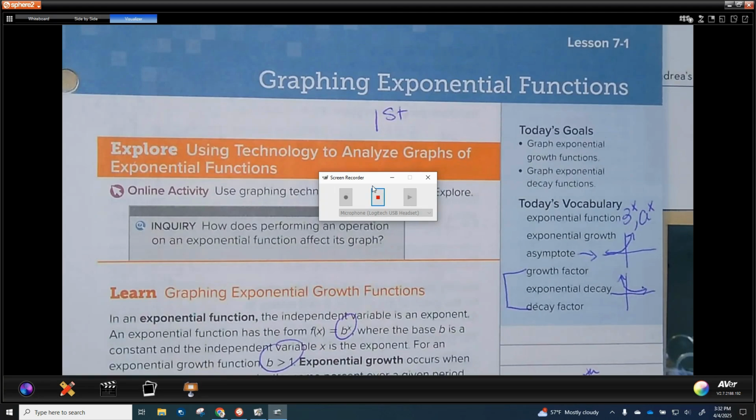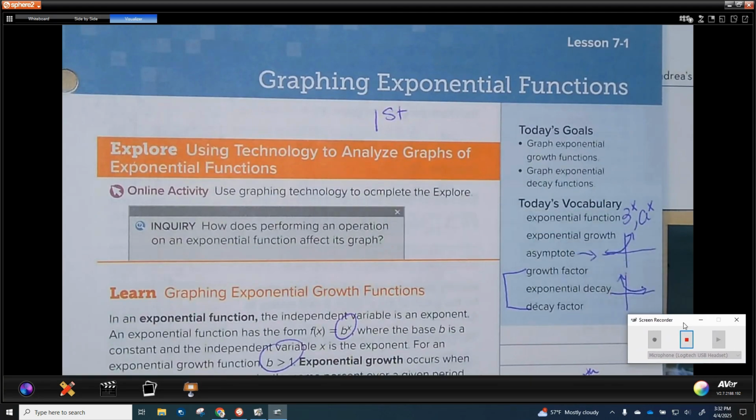Today I'm going to go over 7.1, 7.2, and 7.3, but this video is just 7.1. I don't have an extra copy of the book, so I'm just going to go by what I had written, and you could pause if you need to write stuff.